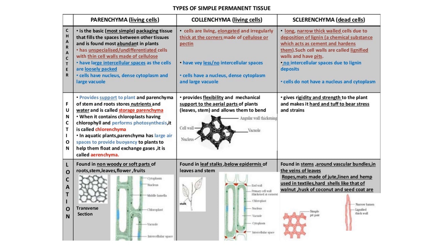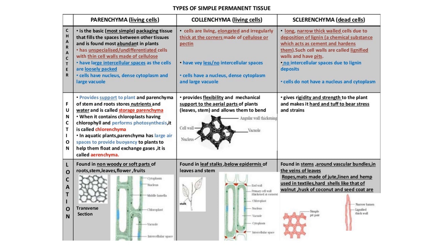Now, let's talk about their functions one by one. Parenchyma provides support to the plant, and the parenchyma of stem and root region can store nutrients, they can store water, and that is why at times they are also referred to as storage parenchyma. At times, parenchyma contain chloroplast having chlorophyll in it, and they can perform photosynthesis, and at that time such parenchyma tissues are called chlorenchyma.